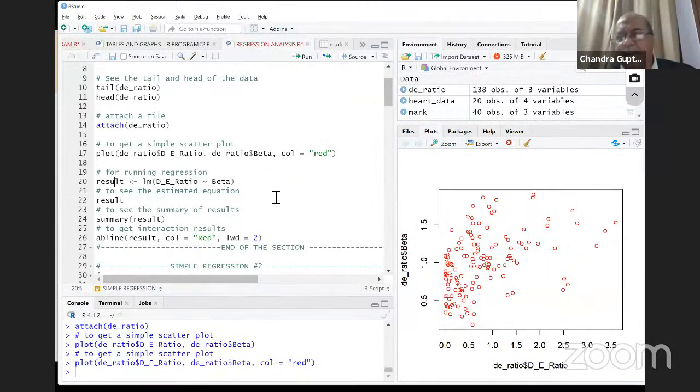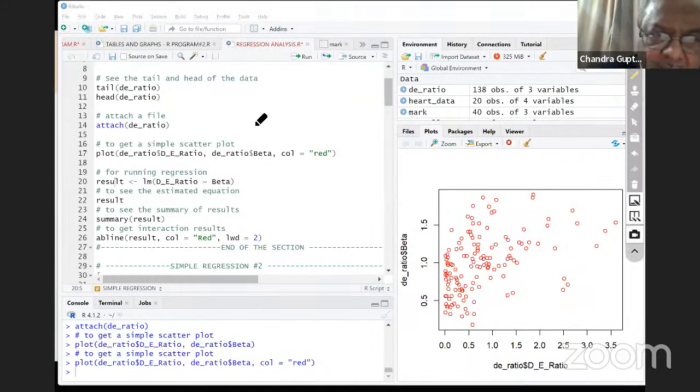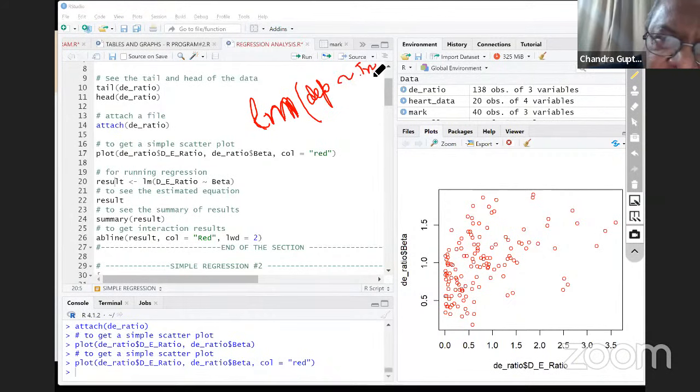Then to run regression, the command which we use is LM. LM stands for linear model. Okay, so first we write the dependent variable followed by independent variables. That's the structure of the command which we have here.